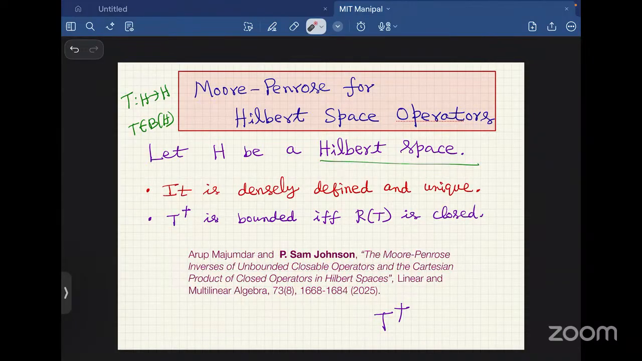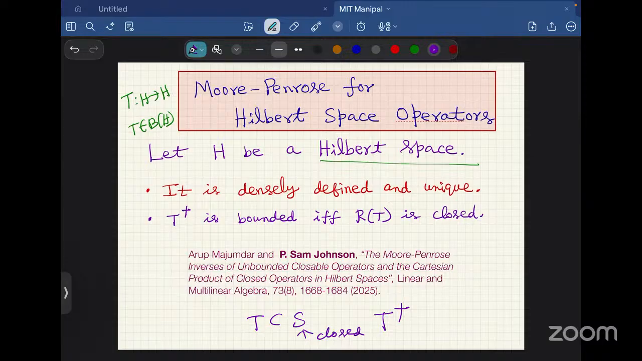So we have published some works related to the Moore-Penrose inverse of unbounded closable operators. Closable operators are operators which have closed extensions. What do we mean by closed extension? Given an operator T, if there is an operator S which is closed and is an extension of T, then we say that T is closable.